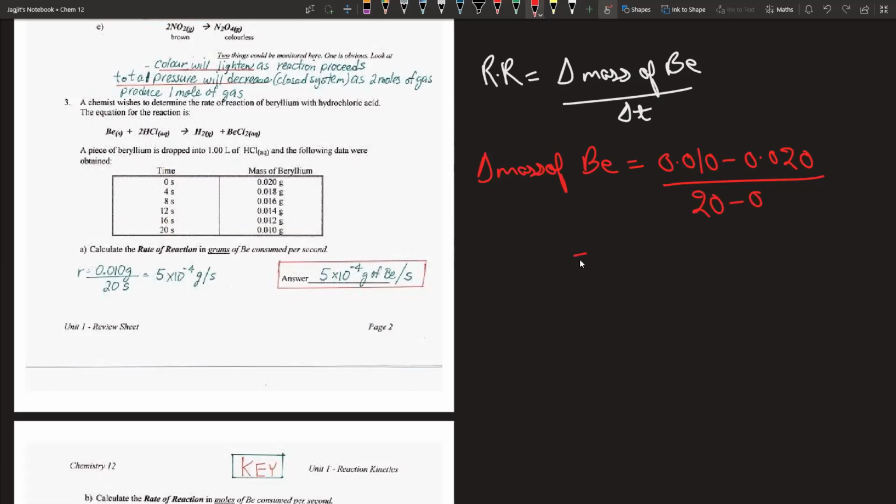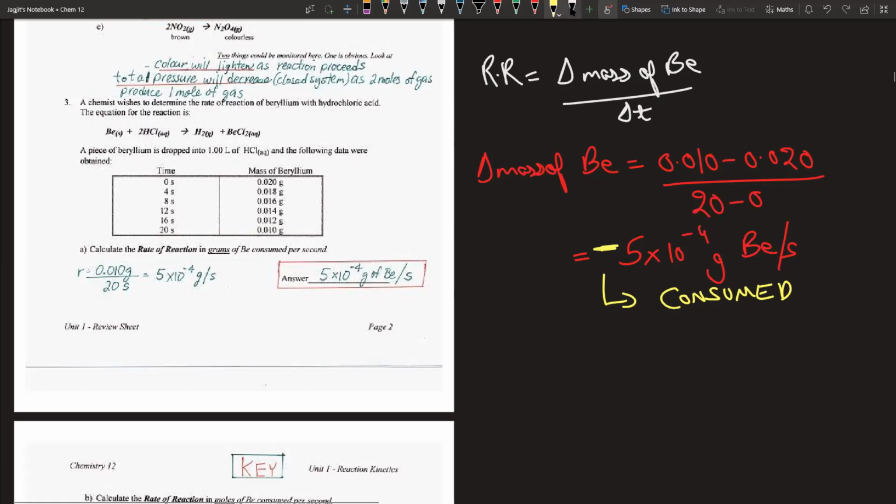Agreed? When you do that, you get 5 times 10 to the power minus 4 grams of Be per second. Now, you actually end up with a negative in front. Why? A negative means that it's going down, it's getting consumed. What does this negative signify? It signifies that it's getting consumed because it's a reactant, right? So we've expressed the reaction rate in terms of grams of Be per second. That's what the question was asking.